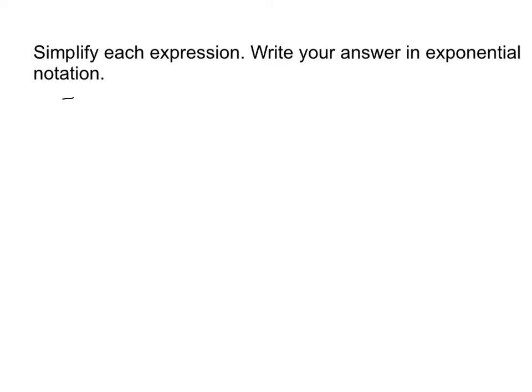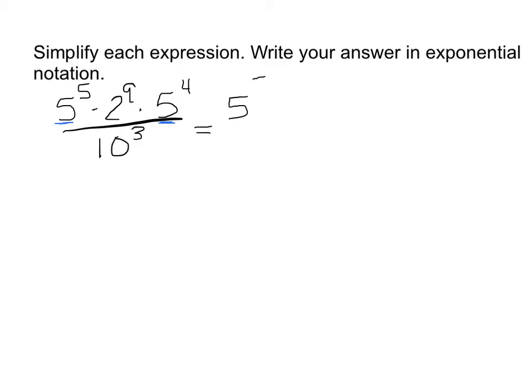Let's say we have 5 to the 5th times 2 to the 9th times 5 to the 4th over 10 to the 3rd. The first thing I notice are these two common bases. So I'm going to be able to use my product of powers property to simplify this. I'm going to take my common base, which is 5, and add my two exponents together, which is 5 plus 4. Now I still have 2 to the 9th. I have not done anything with that. And I will still have 10 to the 3rd.